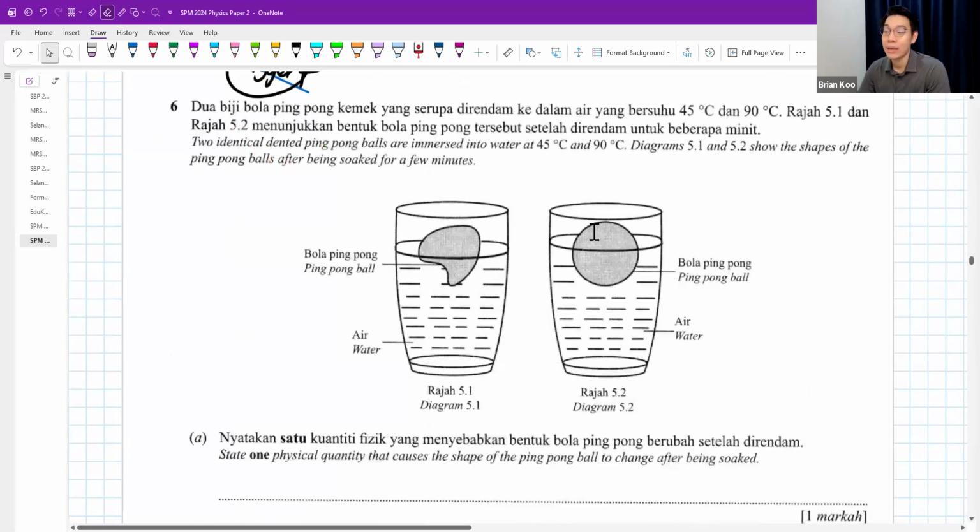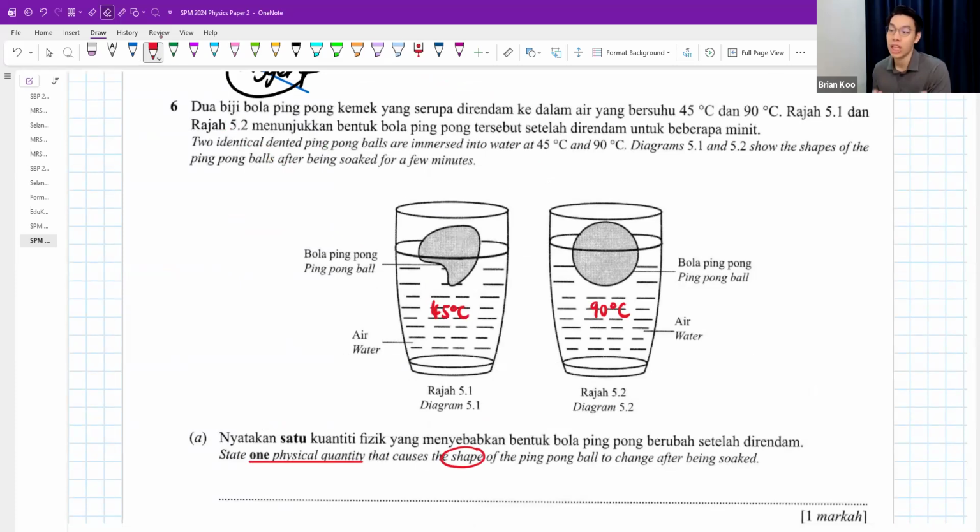Two identical dented ping pong balls are immersed into water at 45 degrees Celsius and 90 degrees Celsius. The two diagrams show the shape of the ping pong ball soaked for a few minutes. State one physical quantity that caused the shape to change after being soaked. Okay, what makes the ball change shape? Temperature. That is the best answer.